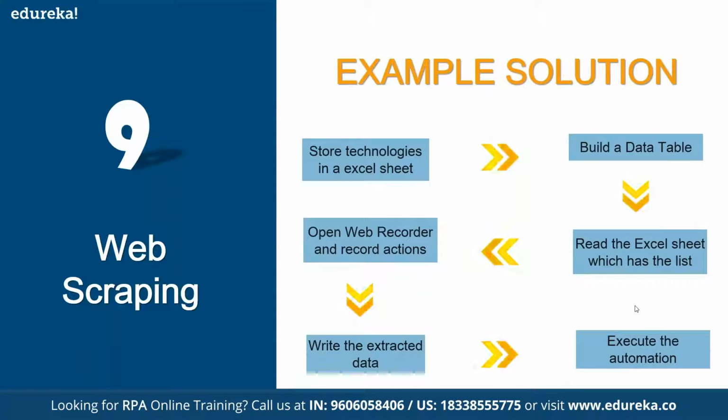Then one after the other, taking an individual technology, your bot will go to the website. Okay, that's what it says, open web recorder, and that generally refers to the website. It will go to the website and extract the data with respect to that single technology, and it will store it in an Excel or whatever applications you have. For all the technologies that are listed in your Excel, it will go and extract the information for a given technology. Now, this is a web scraping project.